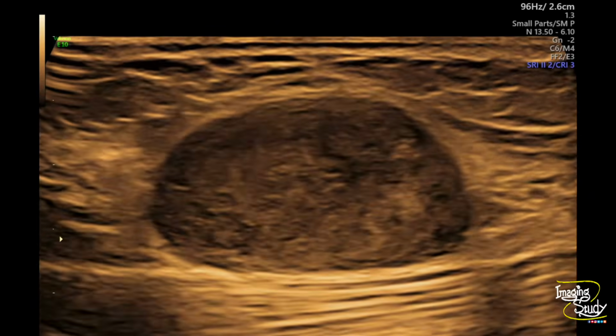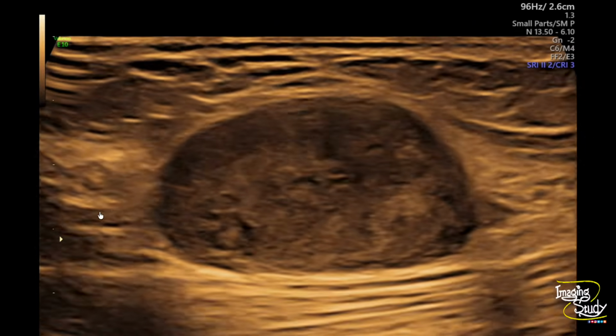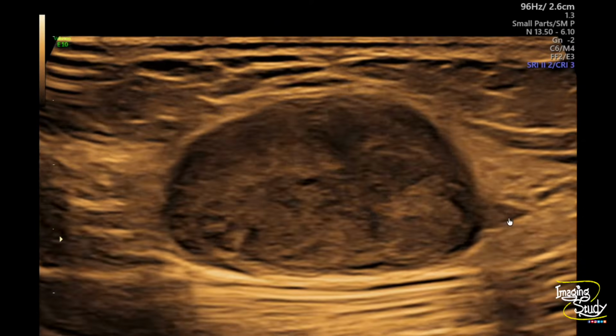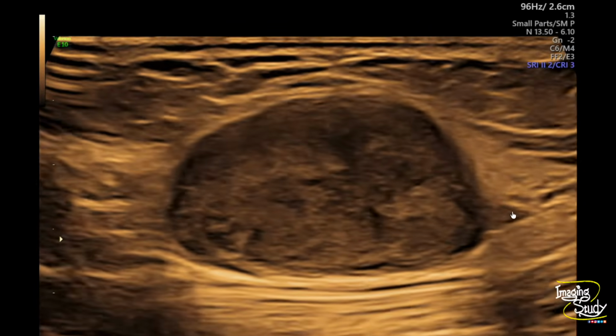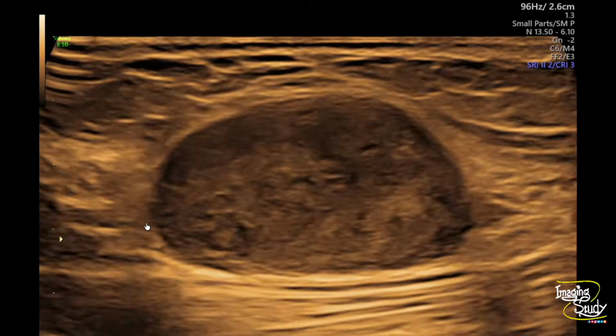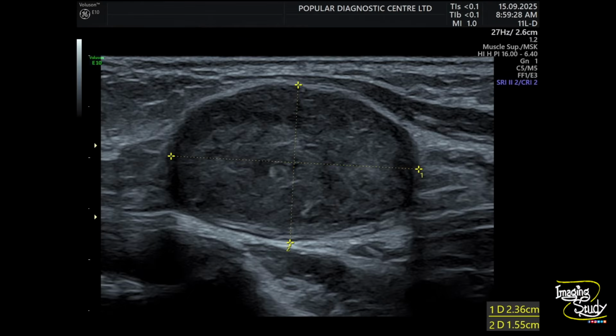Which nerve lies at this part? As it is the medial aspect and lies along the ulnar nerve distribution, so it should be originated from the ulnar nerve. So this tapered end is actually connected to the ulnar nerve, which is located over here. Here's the measurement. It's around 2.5 centimeter long.